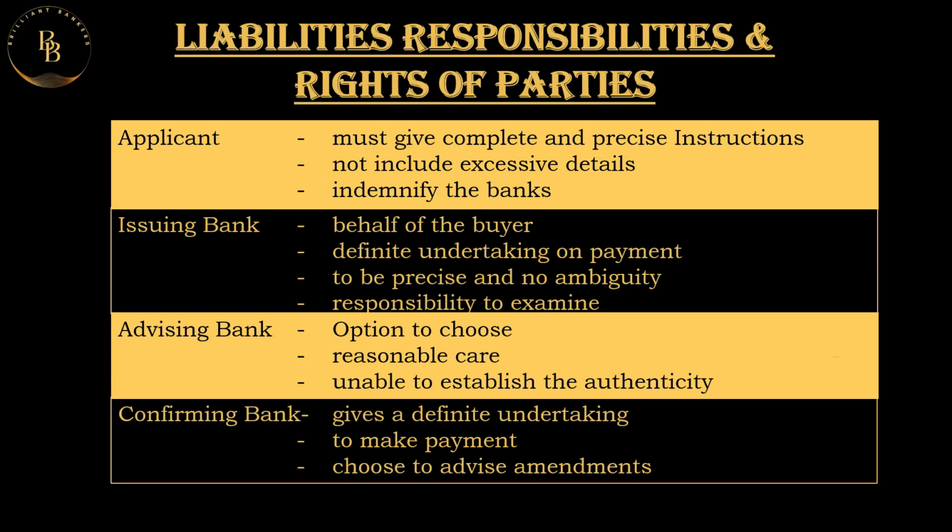What is an advising bank? What are their liabilities and responsibilities? The advising bank has the option to choose whether it wishes to advise a letter of credit or not. If it agrees to advise the LC, then it must do so by taking reasonable care in checking the authenticity of the credit. In case it decides not to advise the LC, then it must inform the issuing bank immediately. If the advising bank is unable to establish the authenticity of an LC, it must immediately inform the issuing bank and also inform the beneficiary about the same.